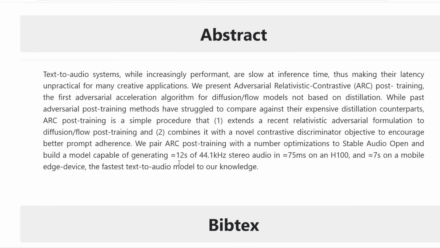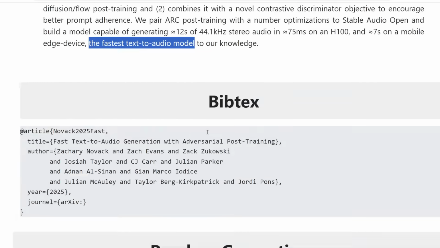So here it says it can generate around 12 seconds of audio in only 7 seconds on a mobile phone, making it one of the fastest text-to-audio models out there. This is super efficient and can run on most smartphones without needing any special hardware. We'll talk more about that in a second, but first, here are some examples.